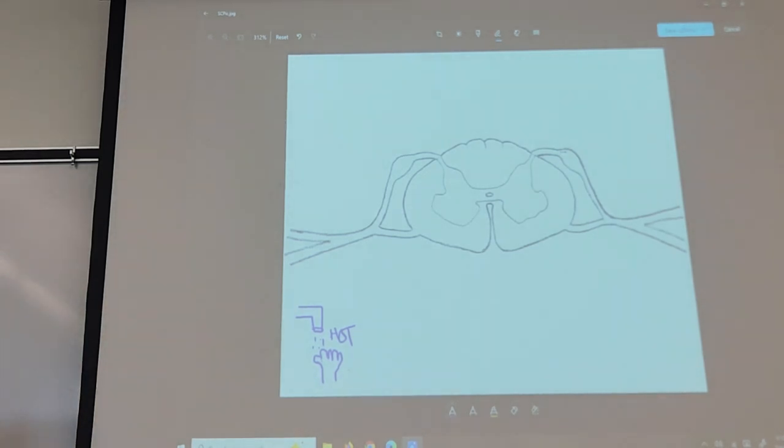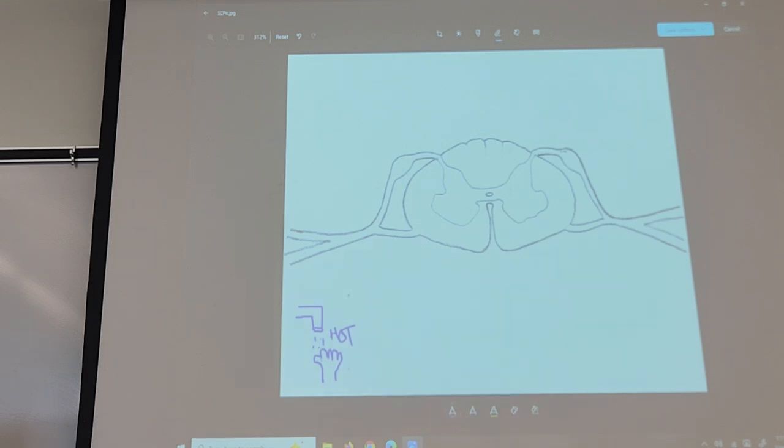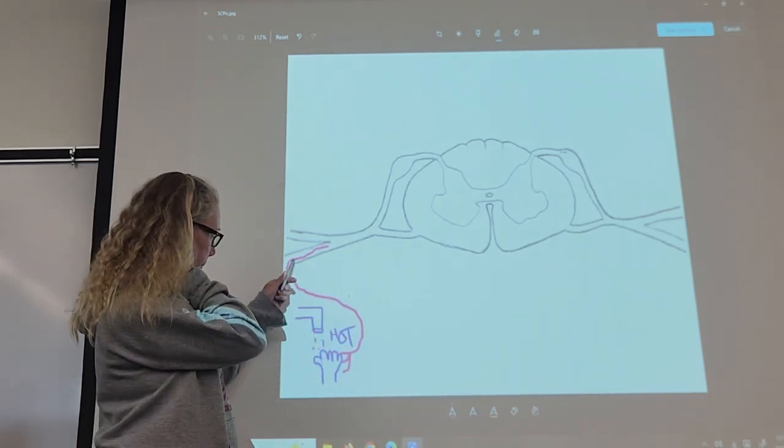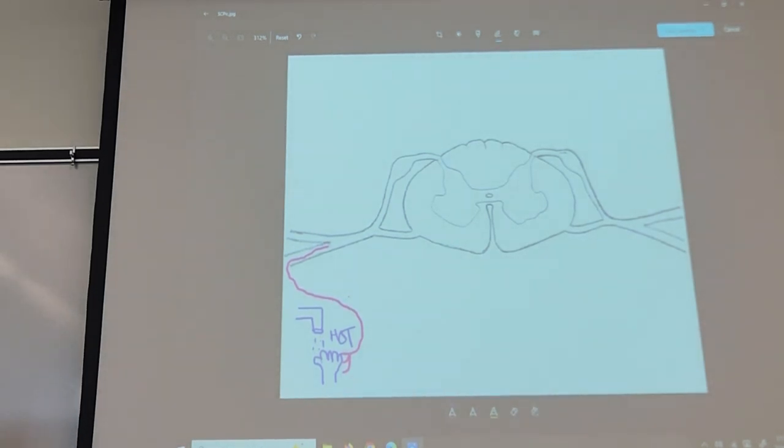Okay. So, starting with that then, I'm going to switch colors and I'm going to have my sensory receptor terminals picking up that sensation of excessive heat. It's going to go into the ventral ramus, so I'm drawing the peripheral process of my sensory neuron. It's going to go through the ventral ramus, and it's going to enter what? Spinal nerve, and then it's going to go where?